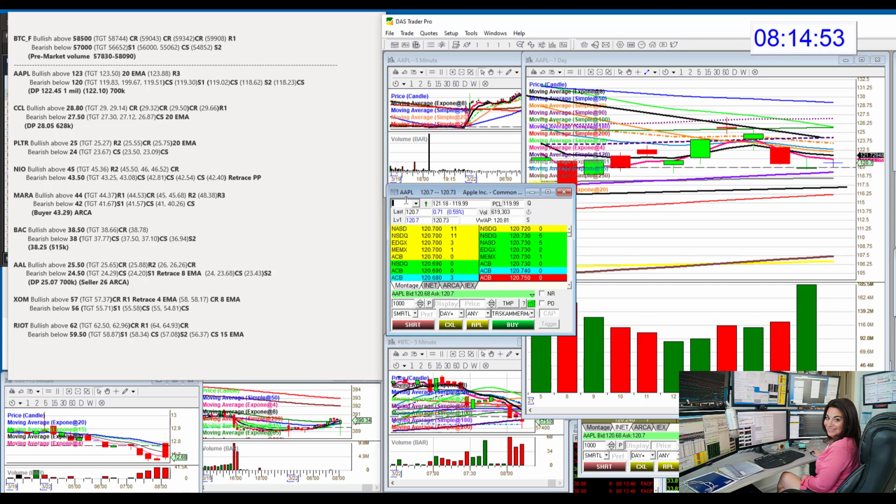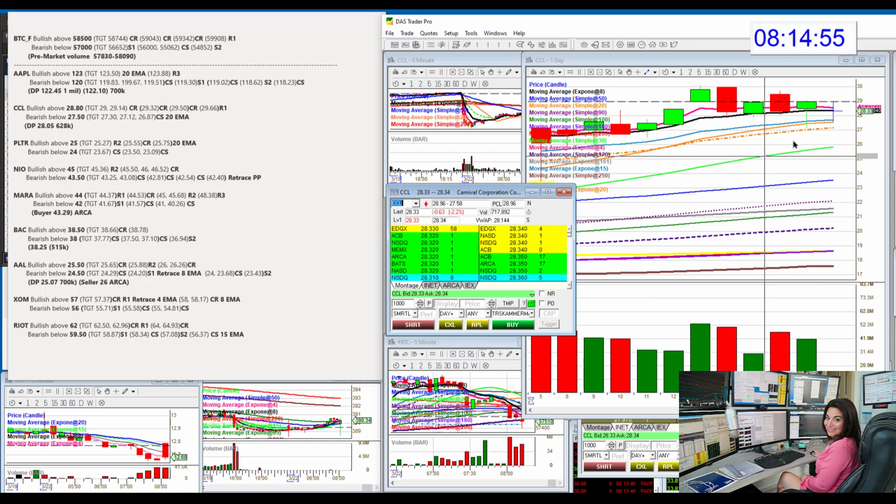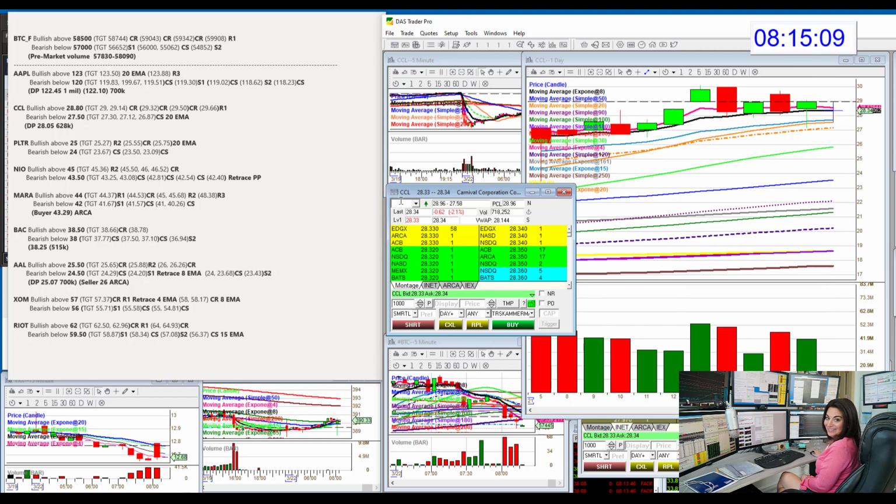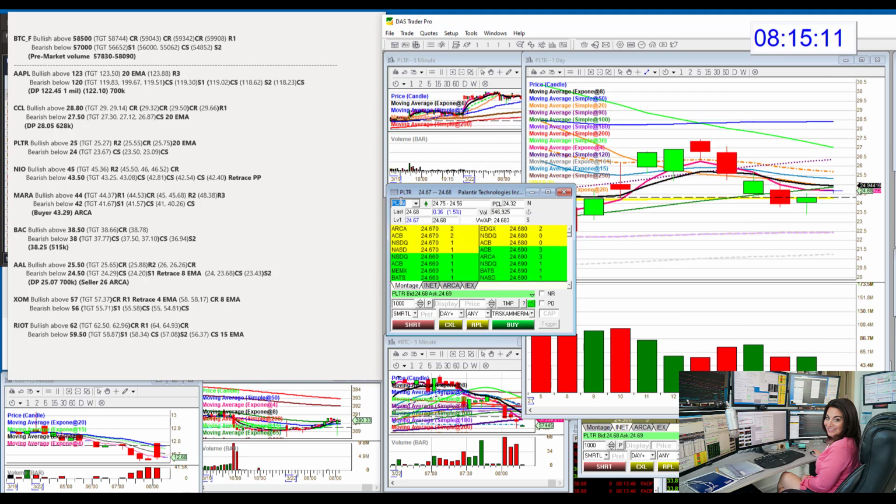So CCL. This is a better trade. Bull above 28.80 though. There's a lot of pivots. So no moving averages, but lots of pivots. And bear below 27.50. Maybe that's not that great. PLTR. Bullish above 25. I like it above 25. There's a little trade over there. And bear below 24. I didn't like this no trading zone right there.